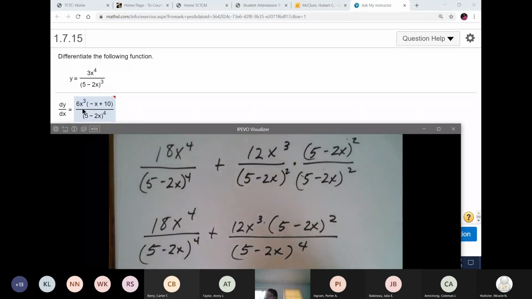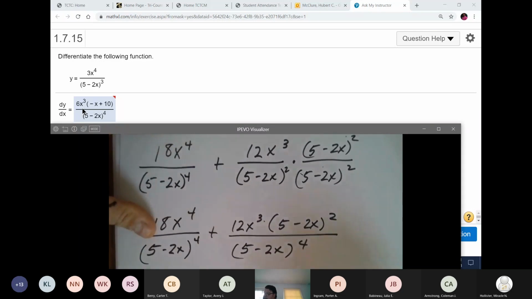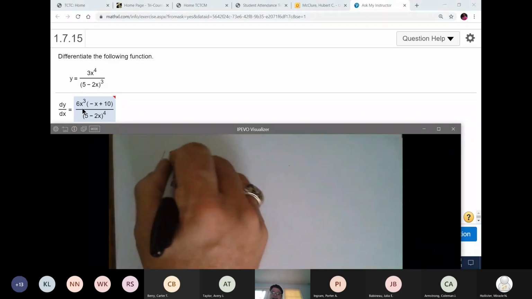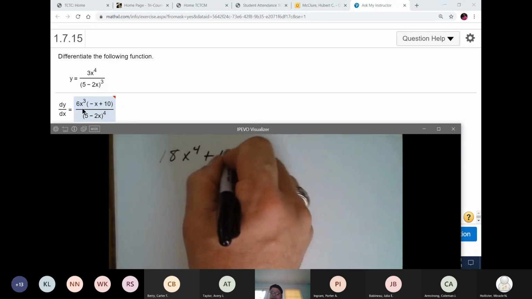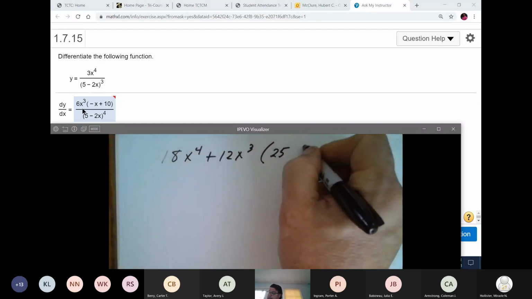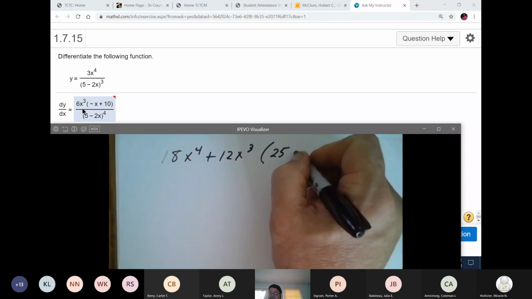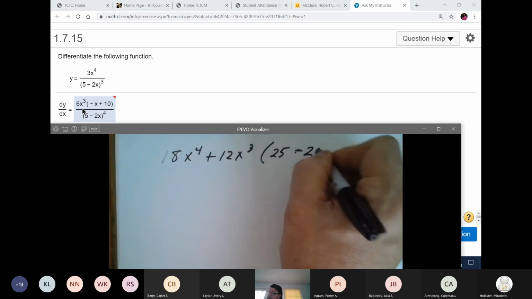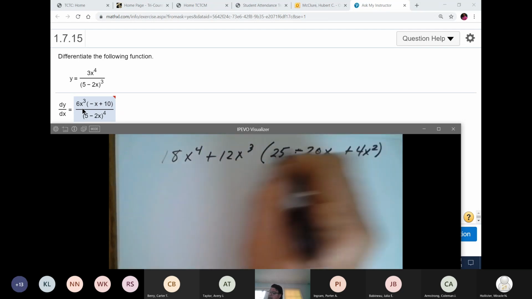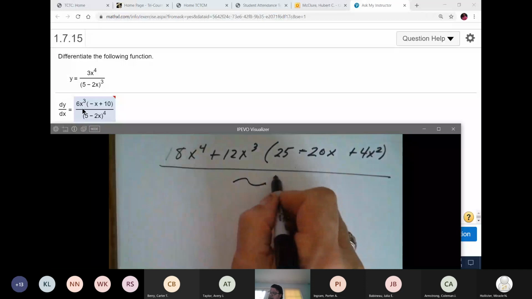Okay, I bet you $1 to a donut hole. They did, hold on just a second. 18x to the fourth plus 12x to the third, 25 minus, well, let's see, that's going to be 2 times negative 2, so that's negative 20x plus 4x squared over 5 minus 2x to the fourth power.